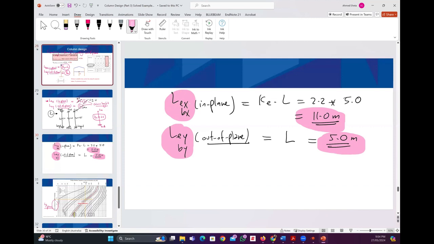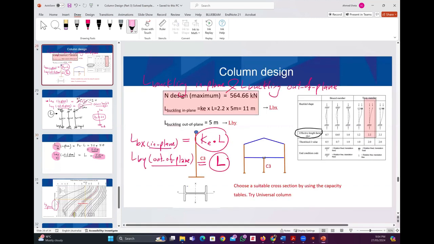Which case did we get this from? This is the case, because our frame will be subjected to sway, so this is the value of KE. In your project it will also be the same value, 2.2. Do you have any question about that now? No, we're all good. No, thanks.